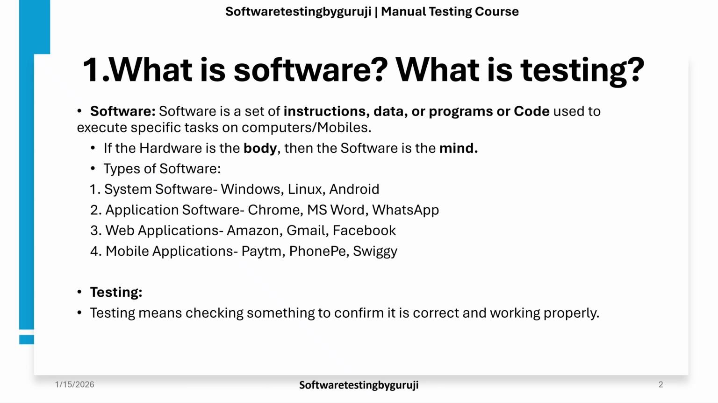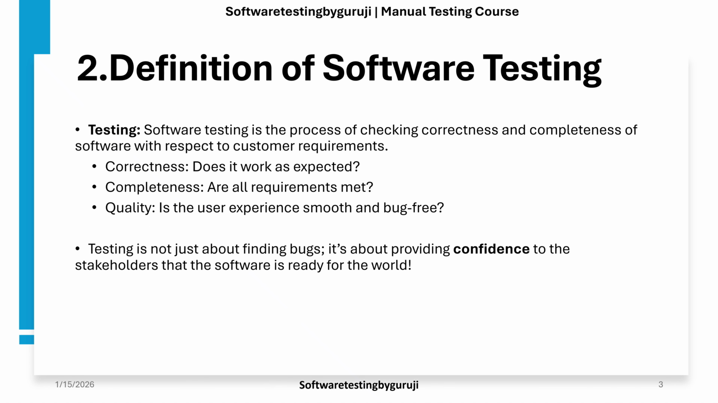Then next is testing. So what is testing? Testing means checking something to confirm it is correct and working properly. So now we will understand what is software testing. Software testing is the process of checking correctness and completeness of the software with respect to requirements. Here correctness means does it work as expected? Completeness means are all requirements met, and quality means is the user experience smooth and bug free.